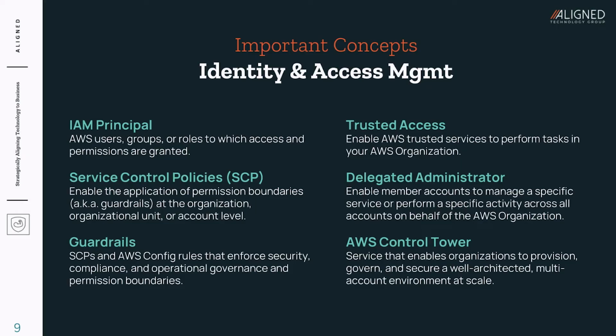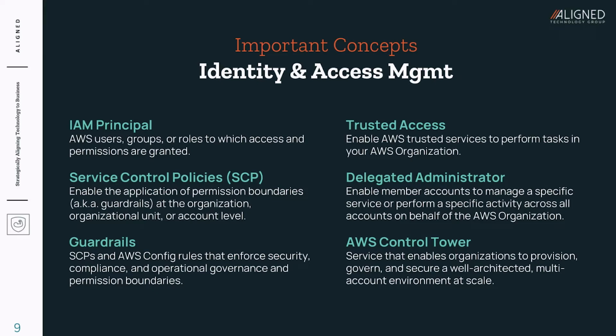So IAM, or Identity and Access Management, principals are users, groups, and roles. So again, principals are users, groups, and roles. And these are principals to which access and permissions are granted. Principals can do absolutely nothing within an AWS environment until you actually give them permissions, right? So you're noticing a theme: deny by default, no access by default. You actually have to provision access in order for that principal to have access.